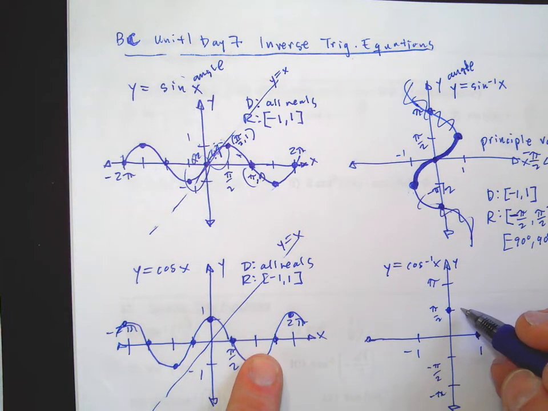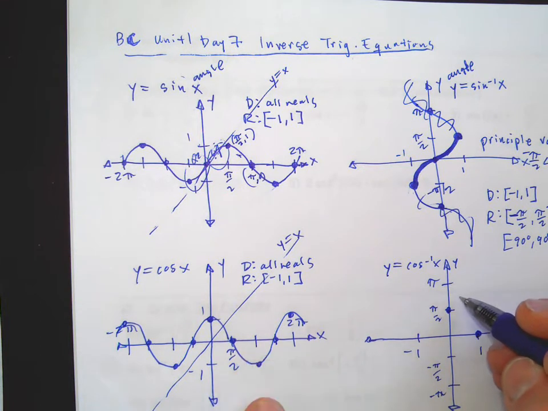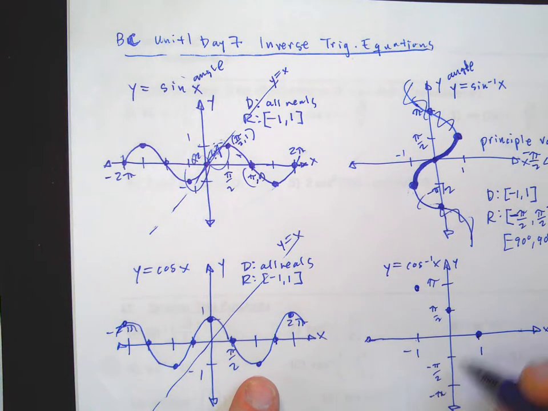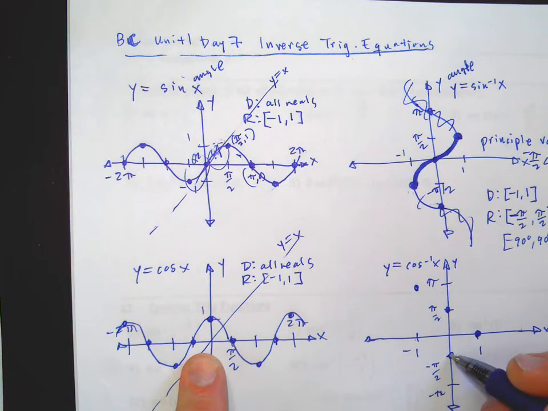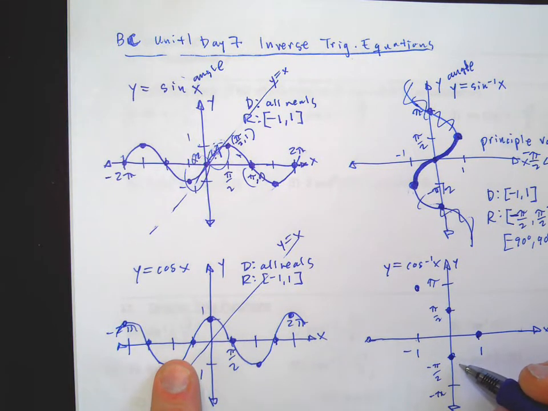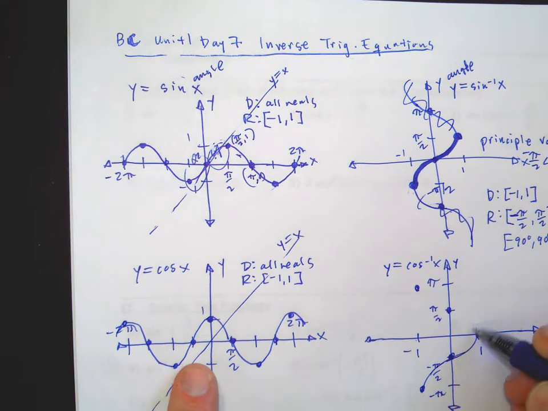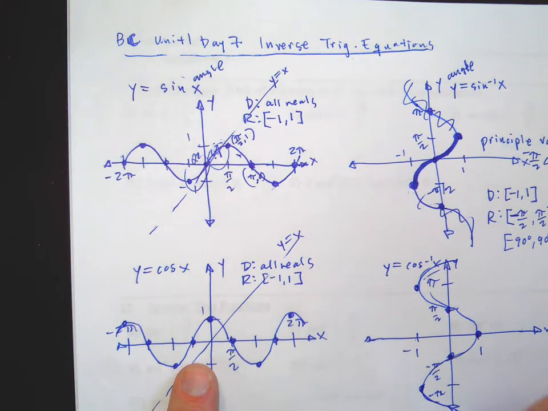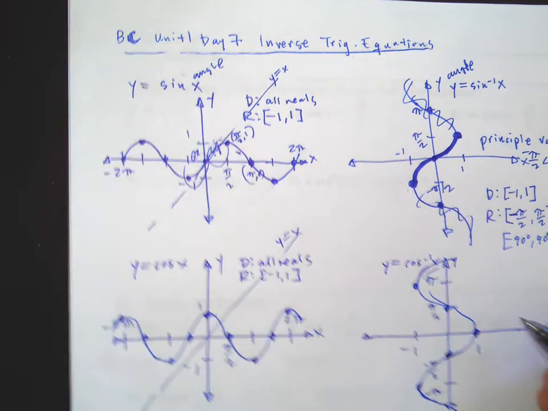Pi comma 0 becomes 0, pi. Pi comma negative 1 becomes negative 1, pi. Negative pi over 2, 0 is going to be 0, negative pi over 2. Negative pi, negative 1 is going to be negative 1, negative pi. And so this is what the graph looks like when you reflect it. It's going to look sideways. Okay, but again, it's not a function.